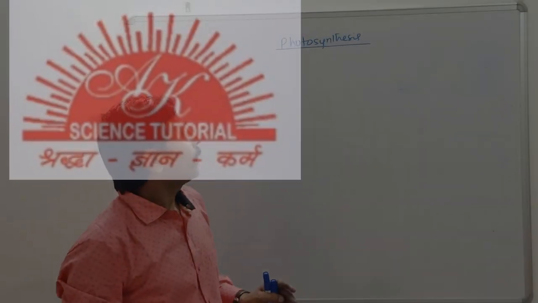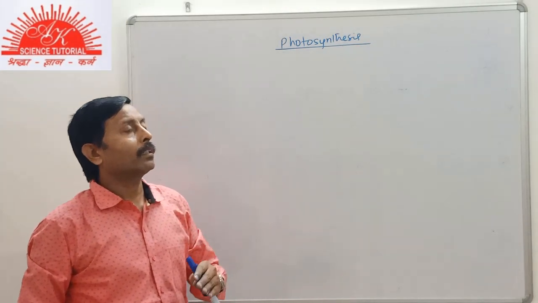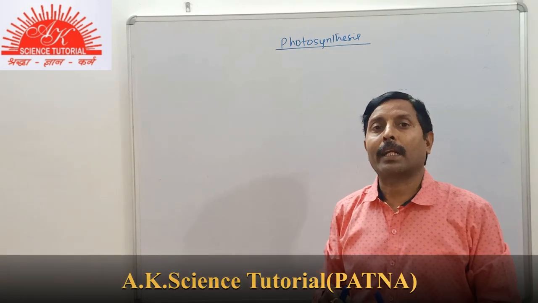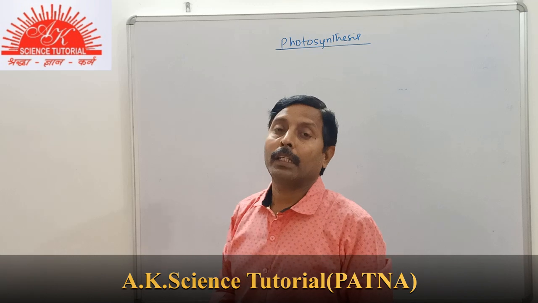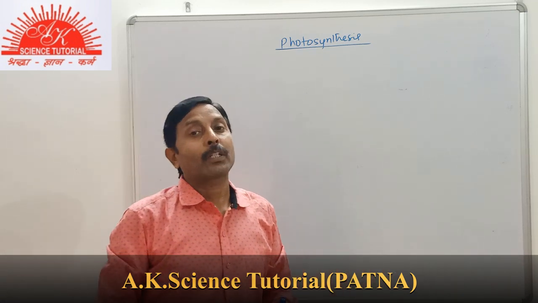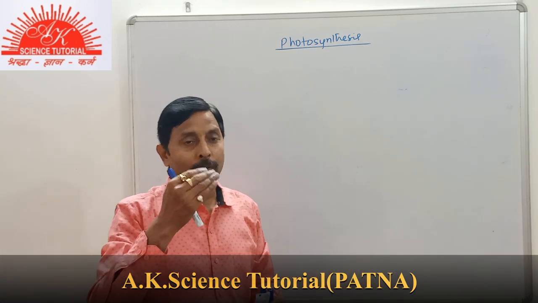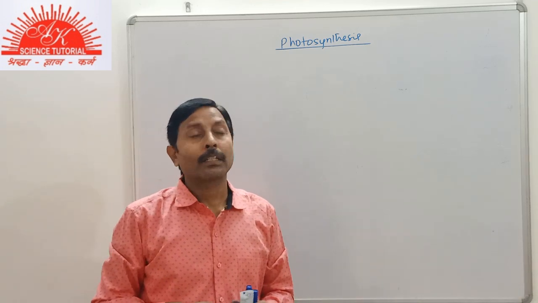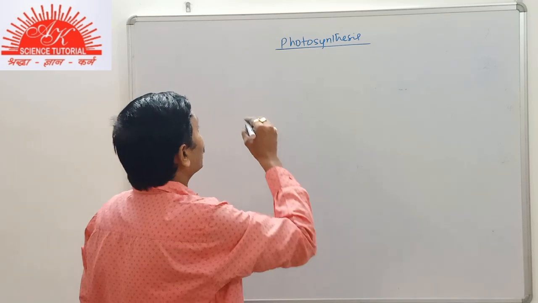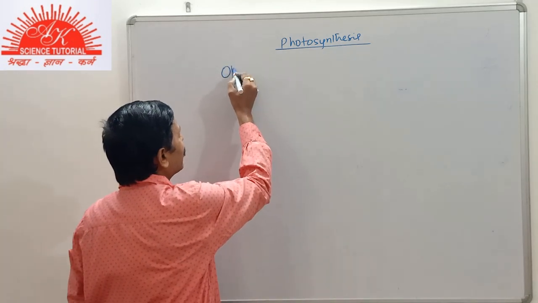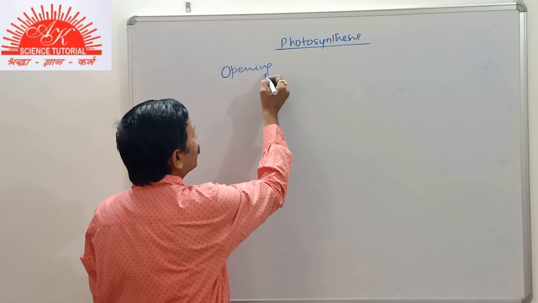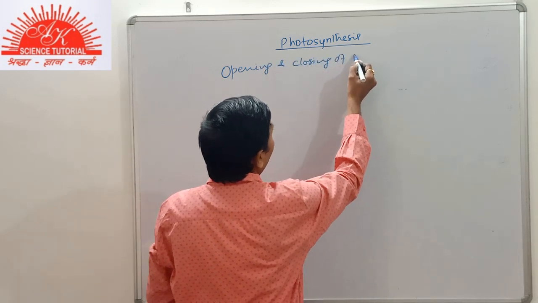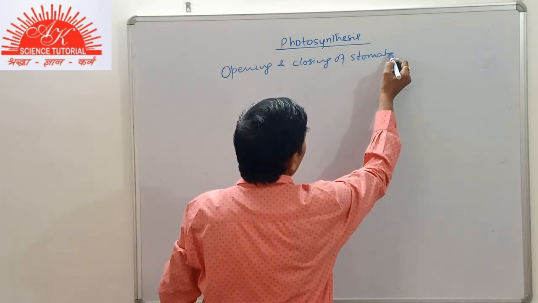Dear students, in this part we'll study the next part of the photosynthesis chapter, in which we will study the opening and closing of stomata through which CO2 is diffused in. Second, the mechanism of photosynthesis and the other topics. First of all, it is the opening and closing of stomata.